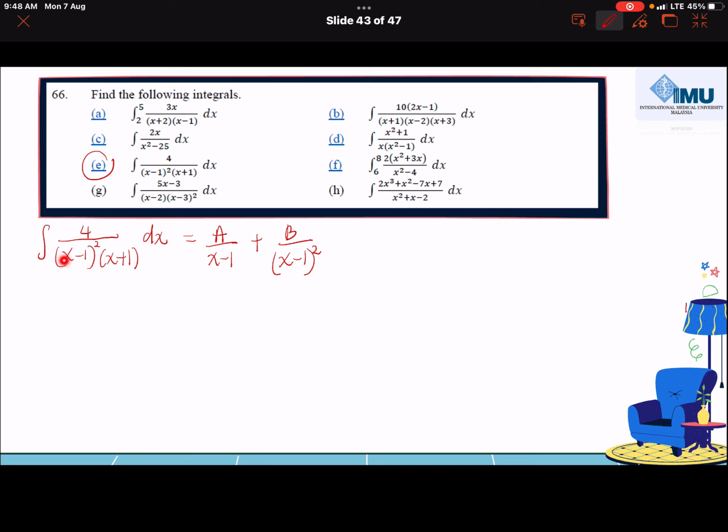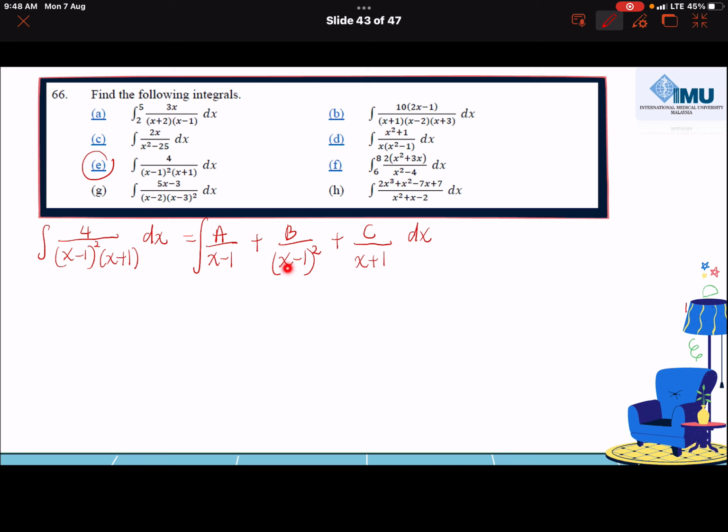Now we have done our first denominator. Let's look into the second denominator. We have x plus 1. Hence, we have another constant C over (x plus 1). We have decomposed into the partial fraction formula. Now it's time for us to find the values of A, B and C.